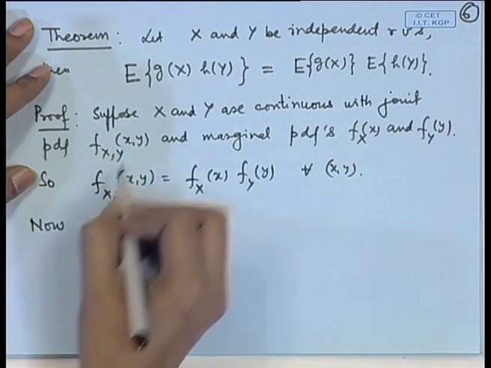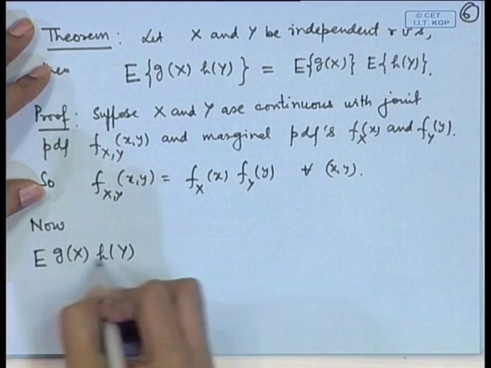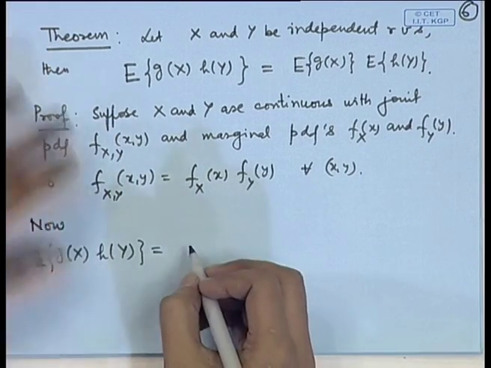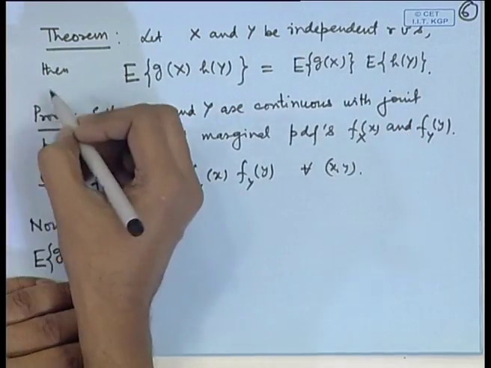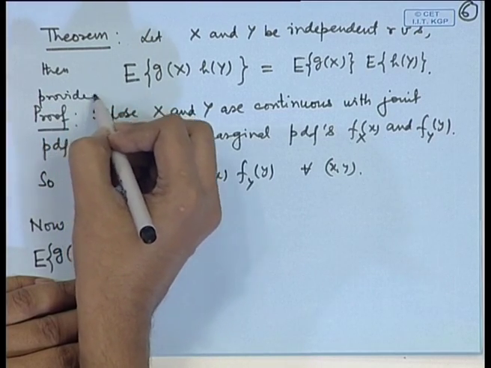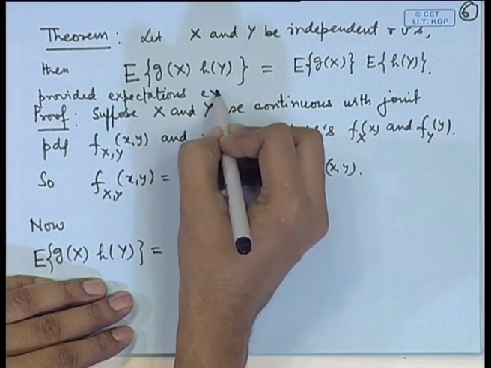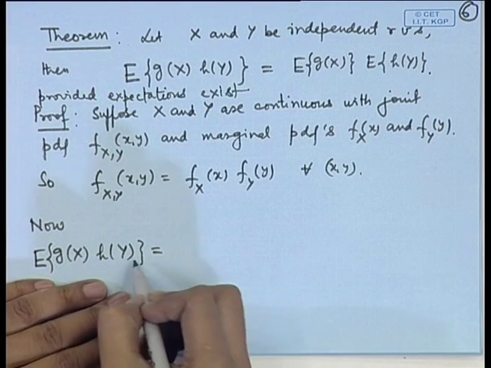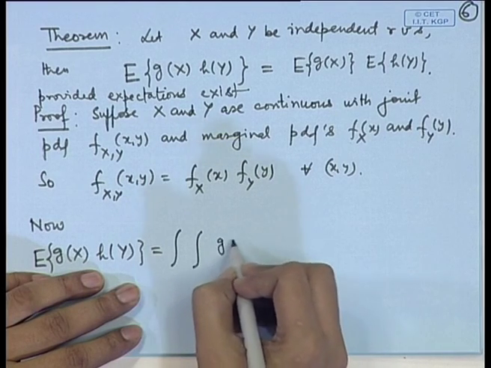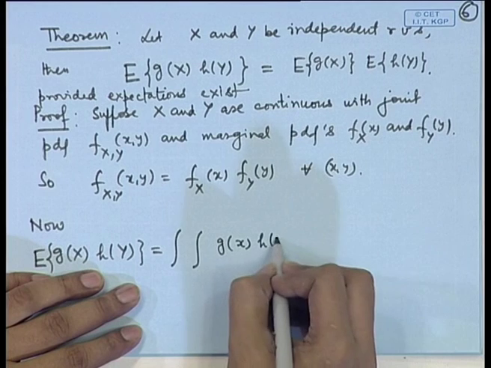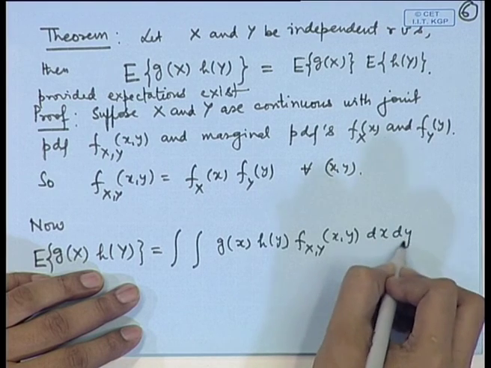So, now consider expectation of g x into h y. Of course, these statements are valid provided these expectations exist. So, let us consider expectation of g x into h y. By definition of the expectation, it is equal to the double integral of g x into h y f x y dx dy, or dy dx.